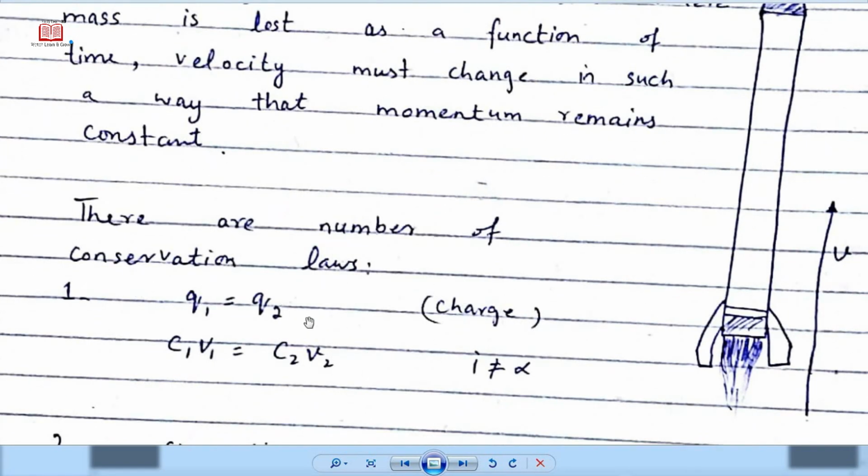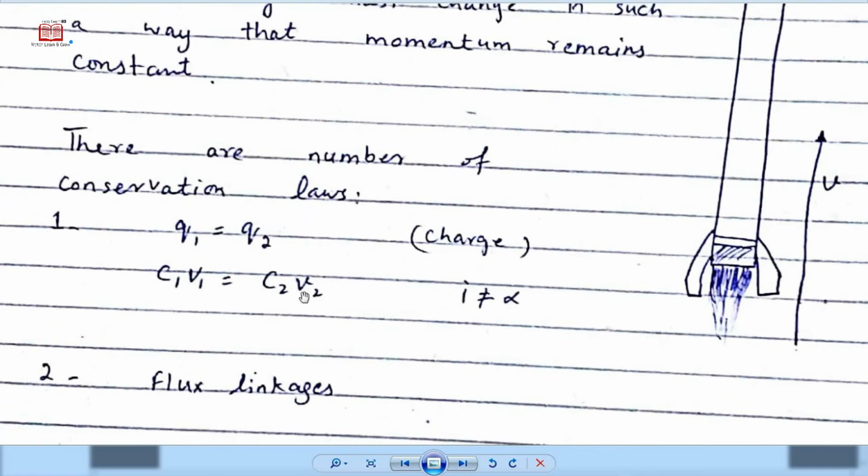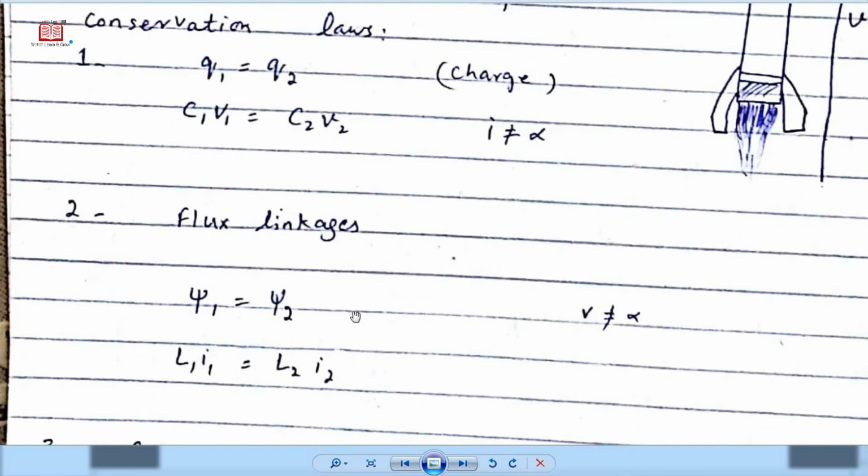So there are a number of conservation laws. Let's define them. Till now we have discussed 3 important conservation laws. First one, Q1 is equal to Q2. This is for the case of the charges in a capacitive system. When we define C1V1 equals C2V2, there is a condition that I must not be infinite. Then we discussed the flux linkage, where the flux linkage in the inductive system is constant before and after some interval.